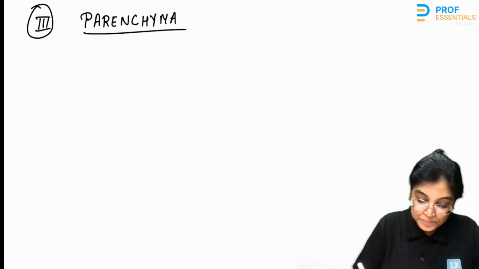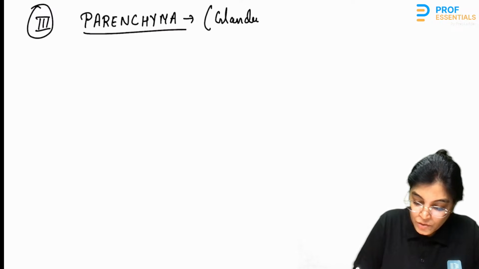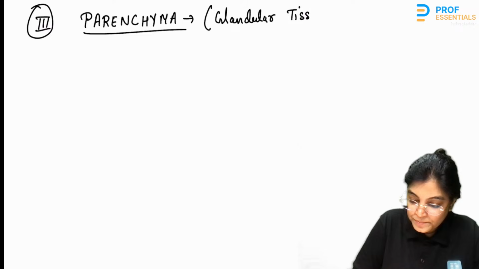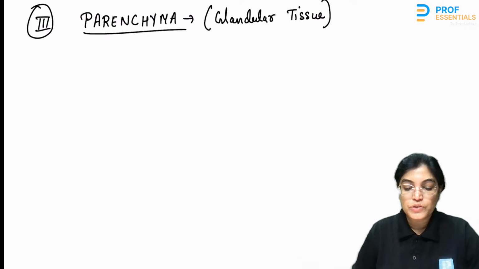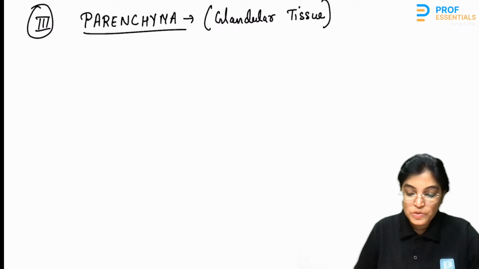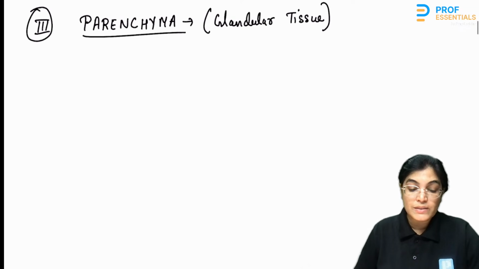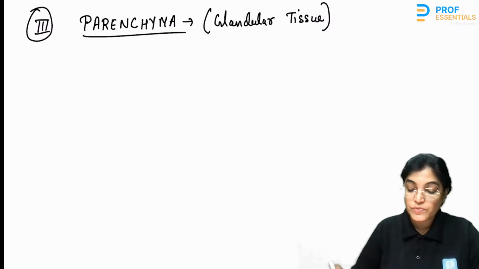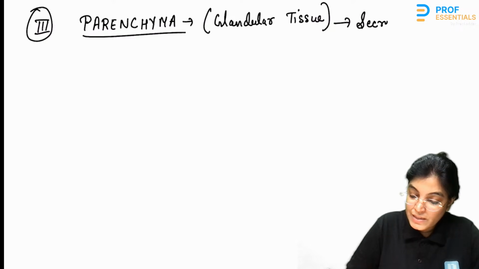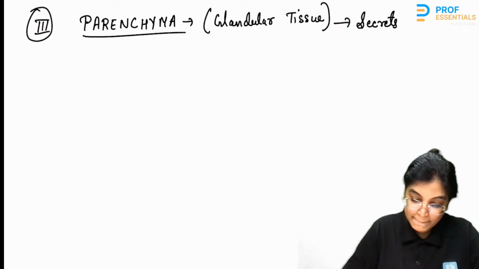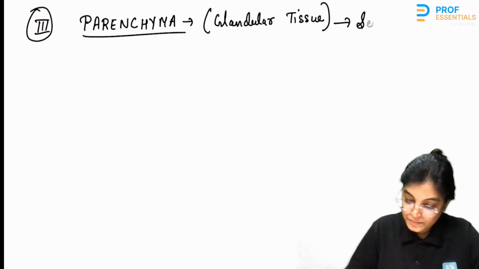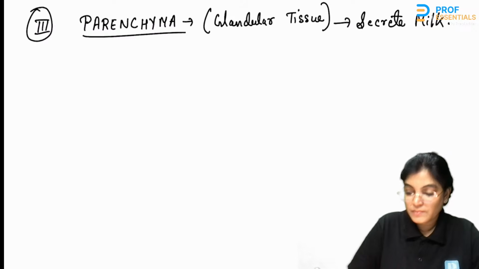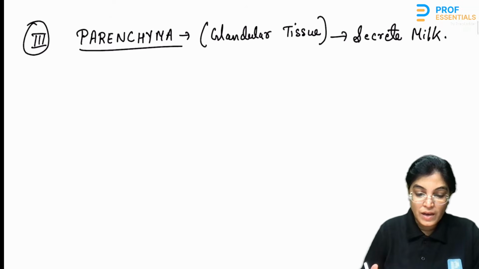So parenchyma is which portion? It is made of glandular tissue. That is already known to you. It is made of glandular tissues of the breast, and it is an important structure. Why is it very important? Because it secretes milk. Done? It secretes milk.